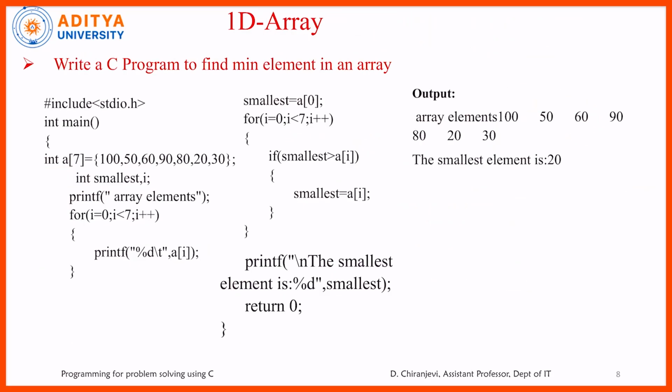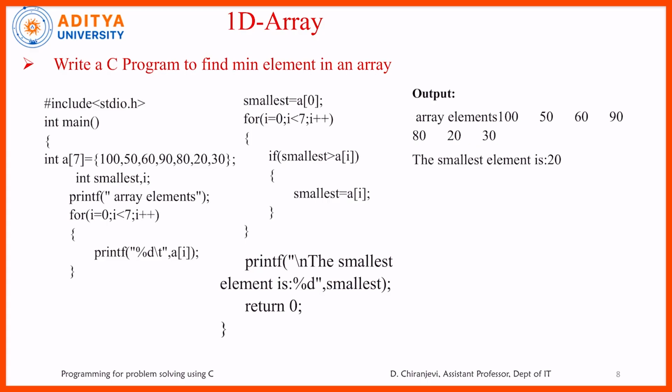And the next program is: write a C program to find the minimum element in an array. Here the user needs to display the smallest element in the array. So in the main function, the user declared an array and initialized it. He specified the array statically, declaring an array of size 7.